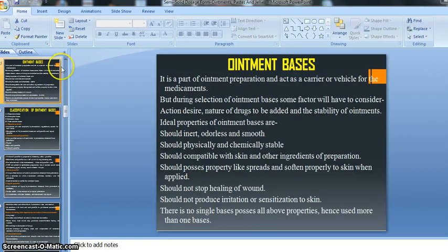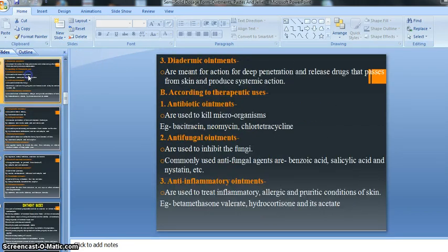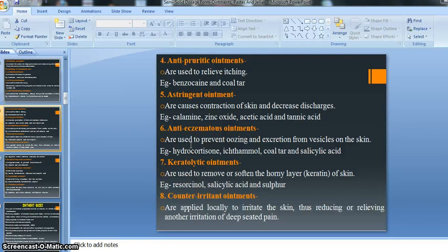Our second part is based on their therapeutic uses, which we have already done: the antibiotic ointment, antifungal ointment, then anti-inflammatory, then antipruritic, that is for relief of itching, right? Then astringent ointment, which causes contraction of our skin, so that discharge of any material from your skin decreases. Then anti-eczematous ointment, which prevents the oozing and secretion from the vesicles of our skin.